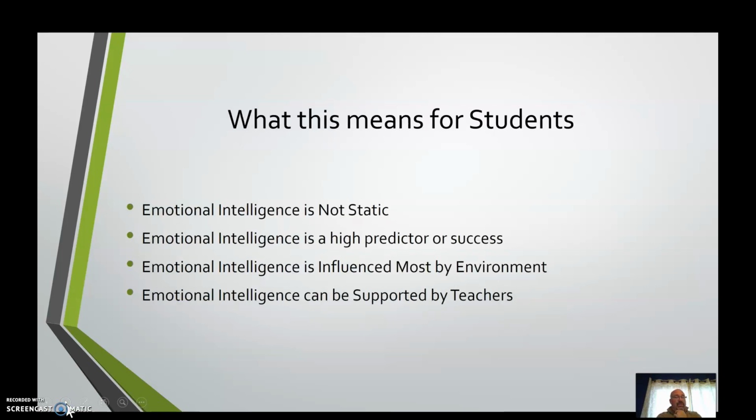So what this means for students: emotional intelligence isn't static. It can grow and develop over their time in the classroom. It's a high predictor of success. If this is something that we can encourage in our students and cause to grow, we can help their level of success increase in the future. We need to remember that it's influenced most by their environment. So as teachers, we want to create supportive environments. We can support their emotional intelligence by creating safe environments and doing everything we can to support that emotional intelligence growth.